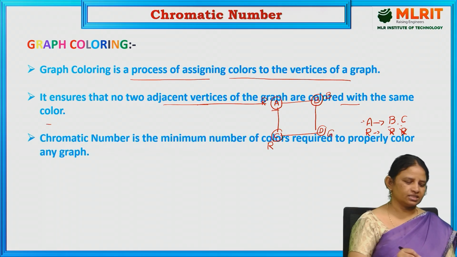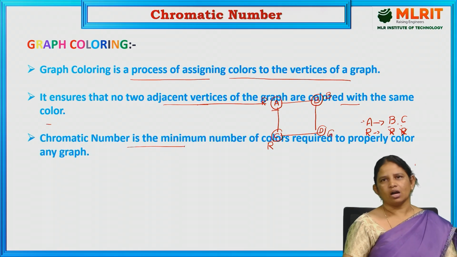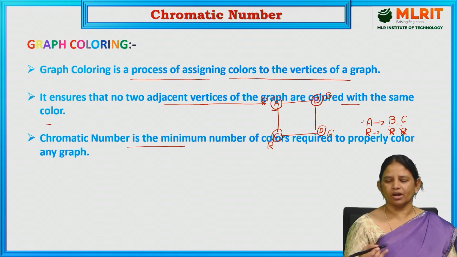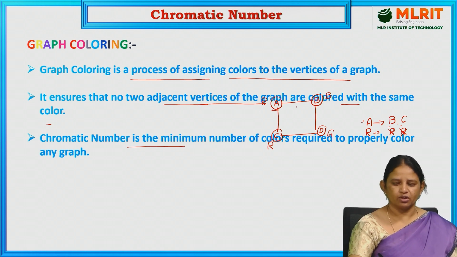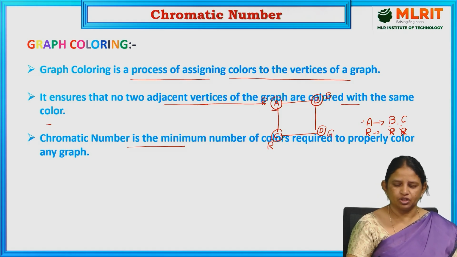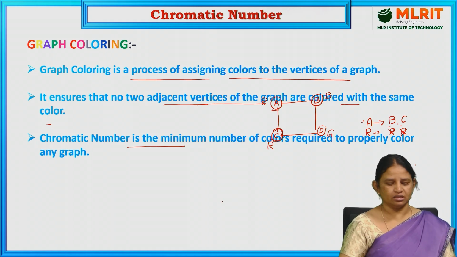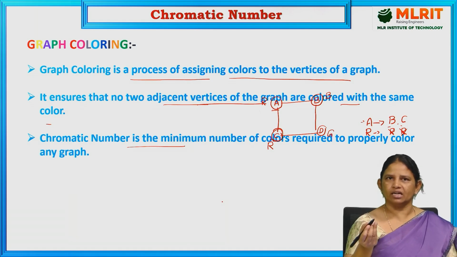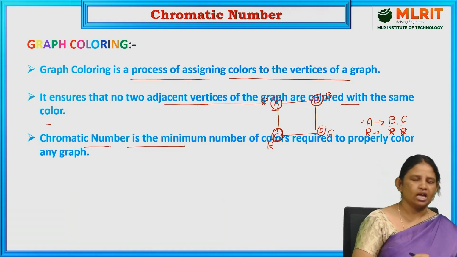And the third one is the chromatic number. Chromatic number means how many colors we are using. Suppose we are using red, blue, green, that is 3 colors. We should maintain the minimum number of colors that are required to color the graph. Then it is called the chromatic number.